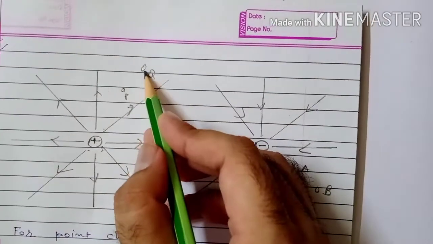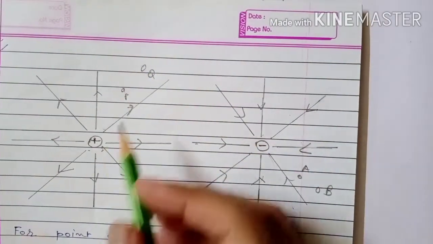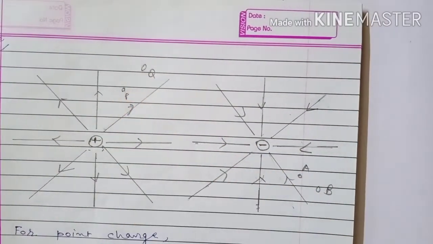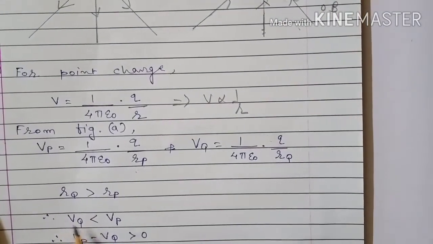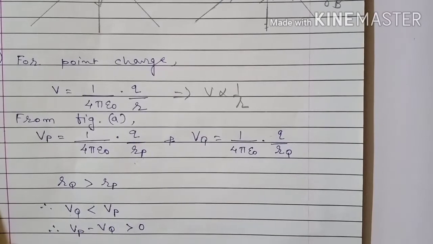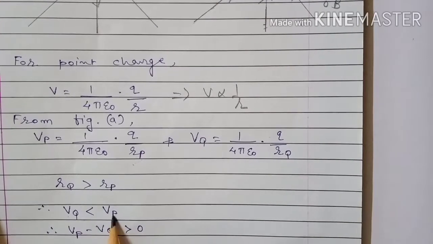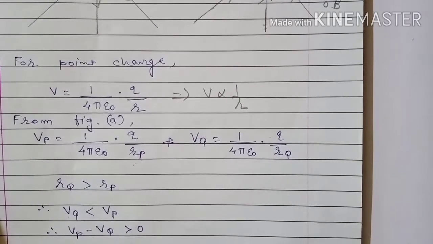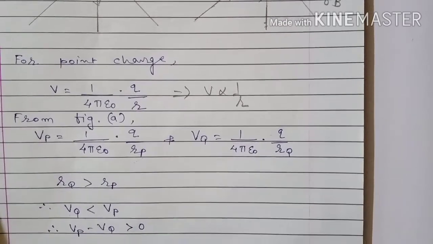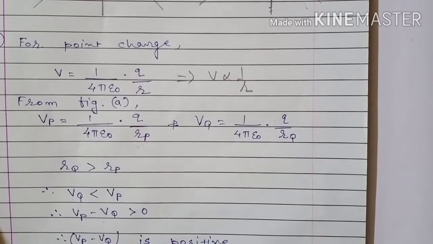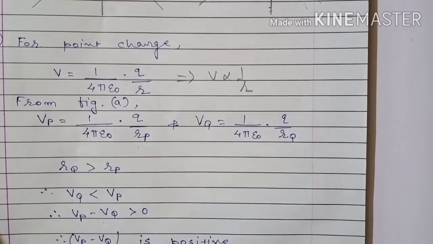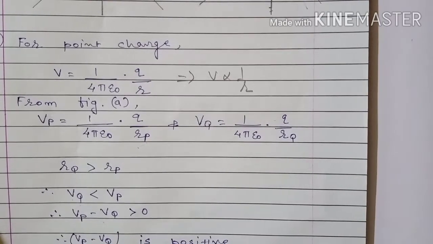So it is clear that potential at Q must be less than potential at point P. So potential at point Q is less than potential at point P. So Vp minus Vq is greater than 0. So Vp minus Vq is positive.